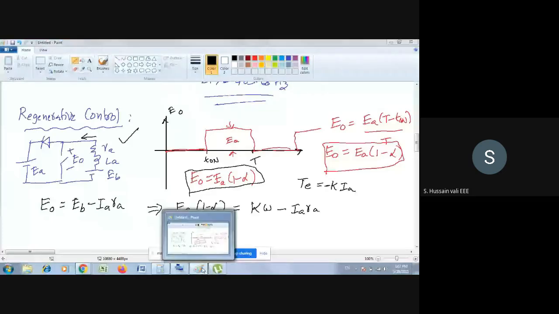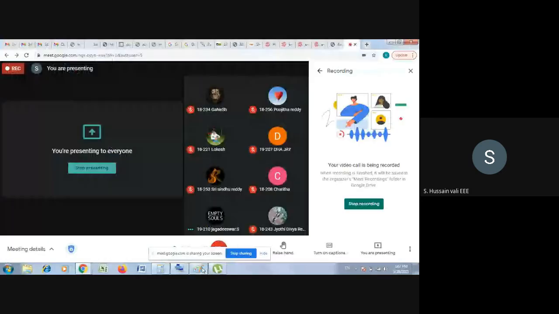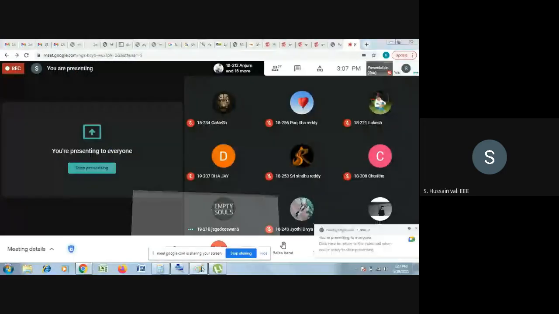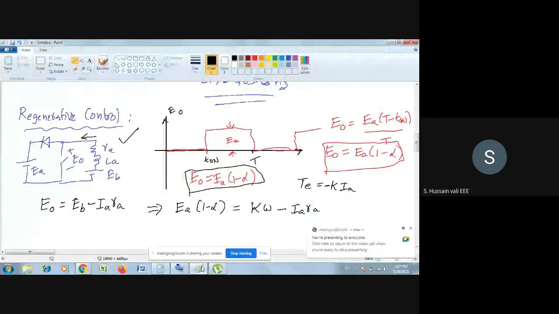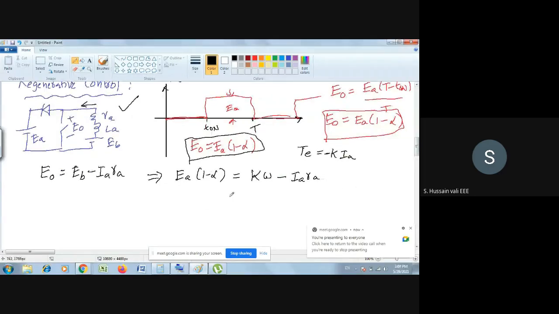The only difference between the first quadrant and the second quadrant is that IA gets reversed. So when IA gets reversed, I am not doing anything else except that wherever you find IA, I replace it with minus IA. Nothing else. Then we simplify this further.